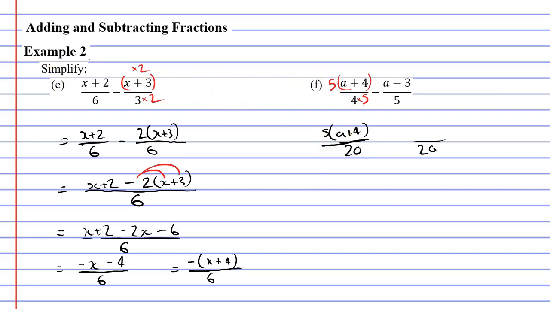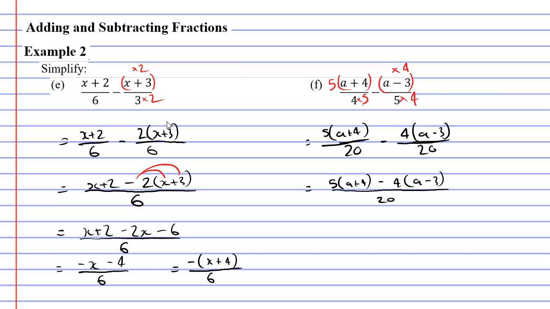And I also need to multiply a minus 3 by something. Because I'm multiplying the 5 by 4 to make 20, then I need to multiply a minus 3 by 4 as well. That's going to give me 4 bracket a minus 3, like so, all over 20. And we're subtracting. Okay, so let's combine this to make one fraction. So we're going to have 5 bracket a plus 4 minus 4 bracket a minus 3, all over 20.